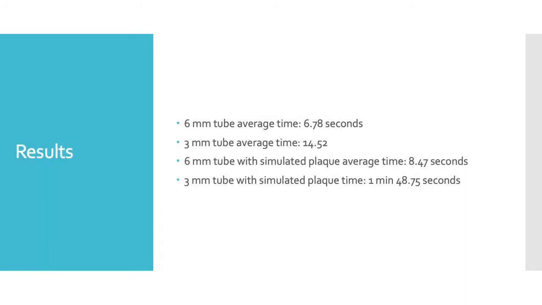The results of this project were that the average time to flow 250 milliliters of water was about twice as fast for the 6 millimeter tube compared to the 3 millimeter tube. The flow was slower through both tubes during the heart disease simulation. The 3 millimeter simulation was about 13 times slower than it was without the simulation.